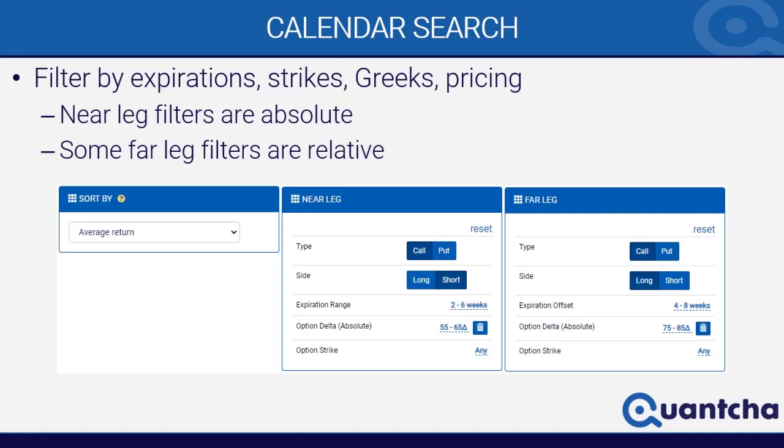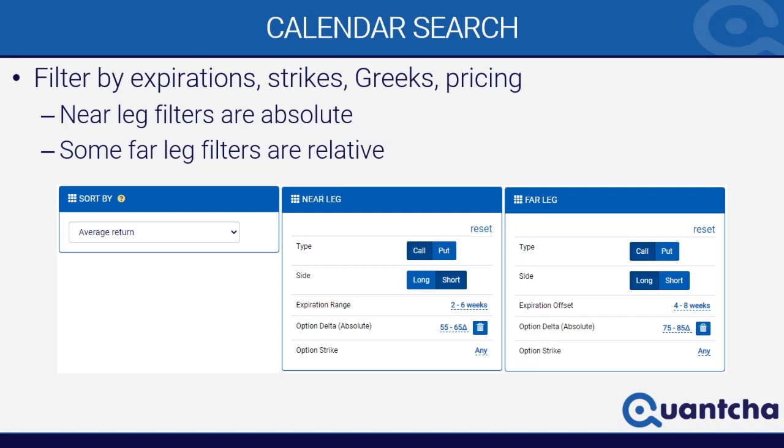the near leg range, which means that as the engine works, if it picks the January 15th option for the near leg, then the far leg options would be 4 to 8 weeks out from that January 15th date. However, on the other hand, if it went out to the February 15th date using the 6-week end of that near leg spectrum, then the far leg would be 4 to 8 weeks from that February 15th date.